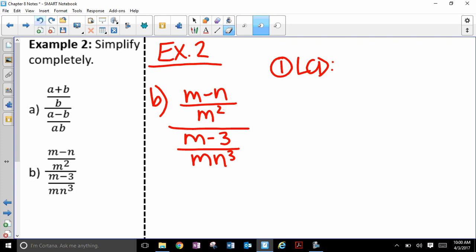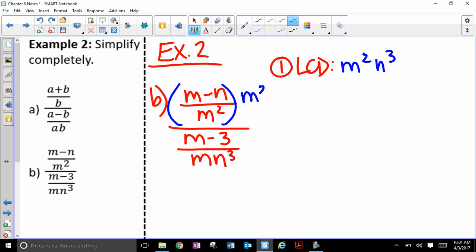All right. So we have m squared, n cubed that we're going to multiply on top and bottom. So m squared, n cubed, so this is step 2. We're going to clear these smaller fractions and just have the single big fraction.